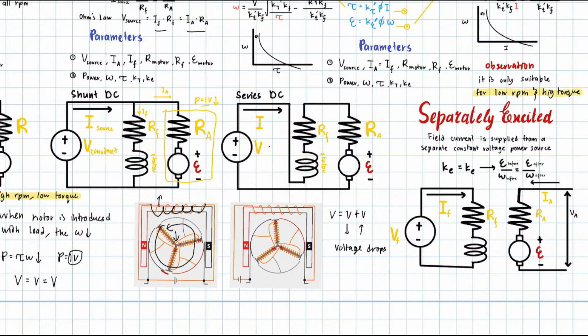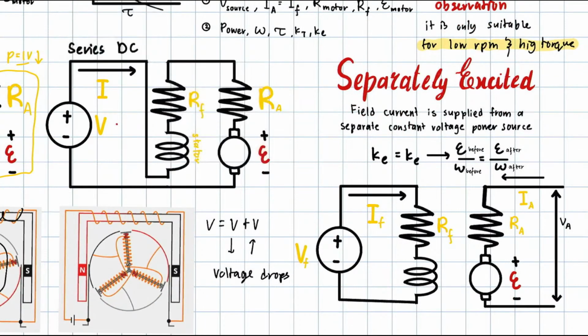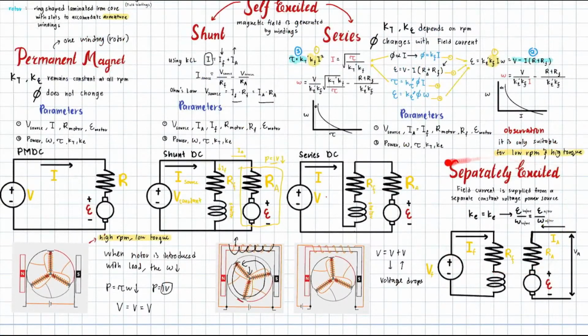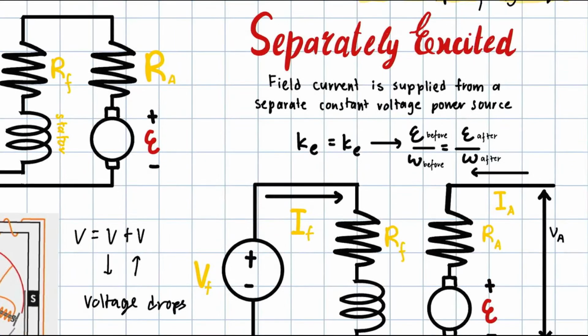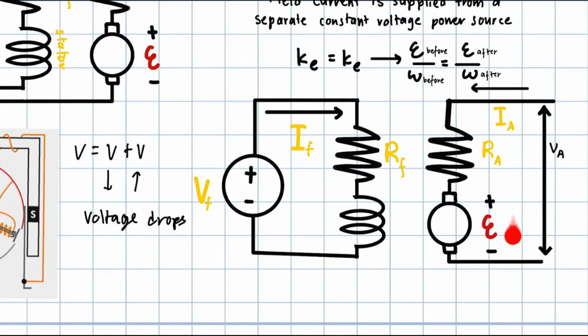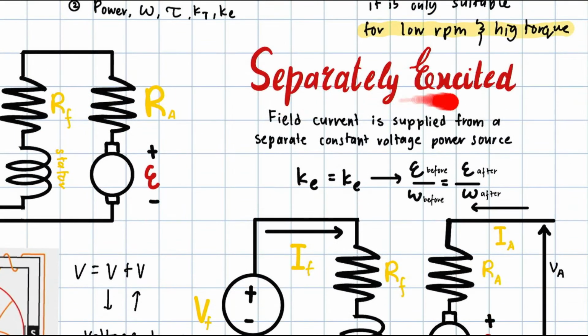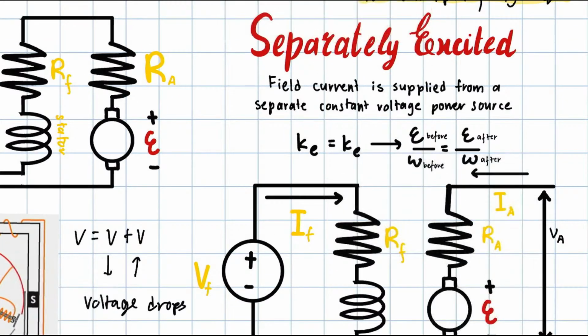Okay, alright. So lastly is the separately excited. Separately excited is short because it's actually quite easy. Its field current is supplied from a separate constant power source, so the voltage is constant. It is independent of the voltage of the back EMF. It doesn't have this back EMF. So separately excited uses a different power source.